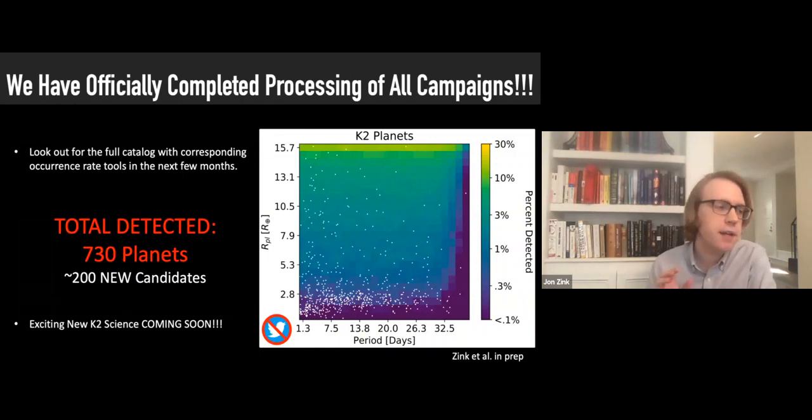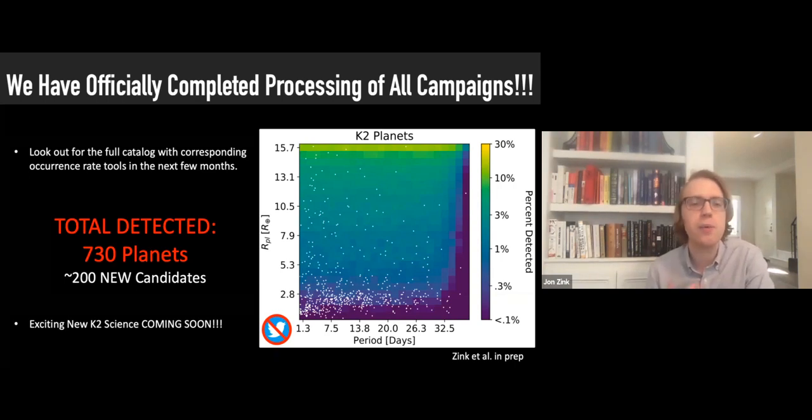And I can now say that was just all done with one of the campaigns. We now have processed all 18 K2 campaigns. So instead of only having 75 planets, we now have 730 planets in this K2 sample. So this is a much, much larger, more significant planet sample. 200 of these are brand new planet candidates that we found just by running our automated pipeline through all the K2 data. This is work that's in prep.